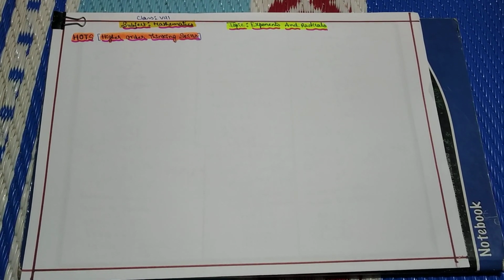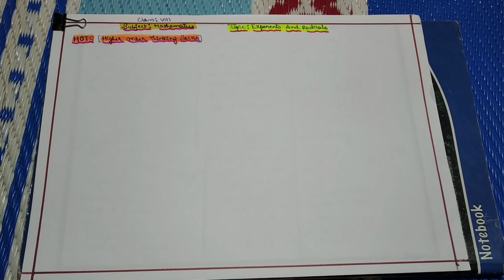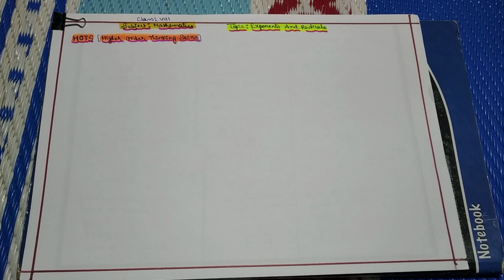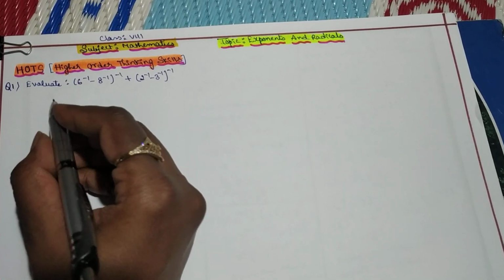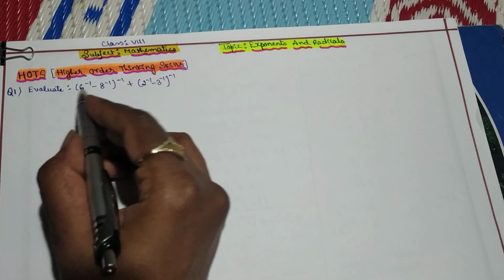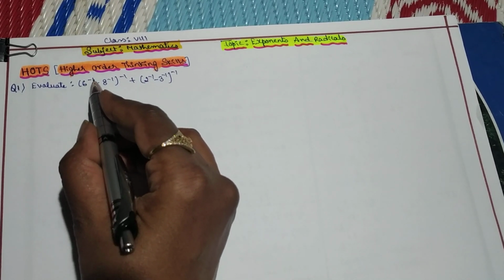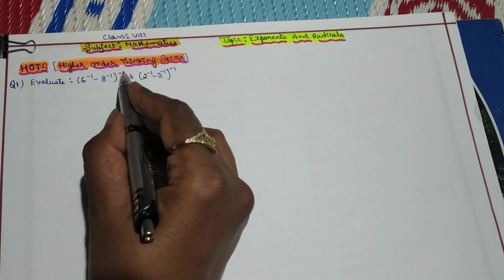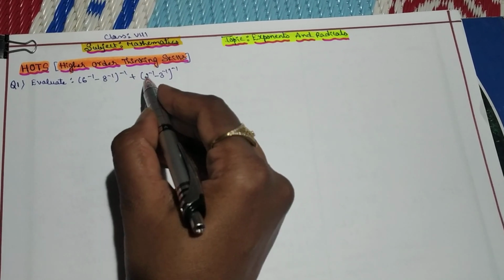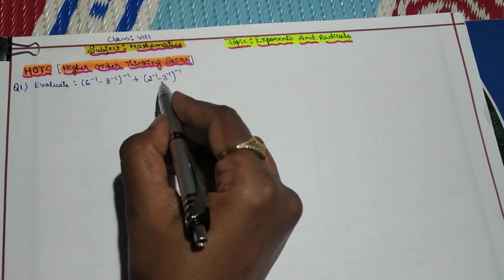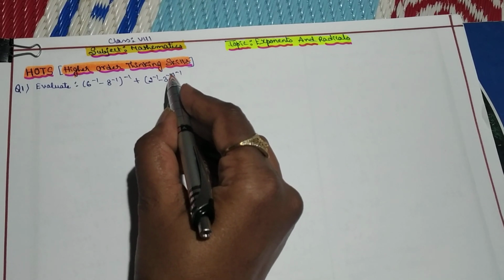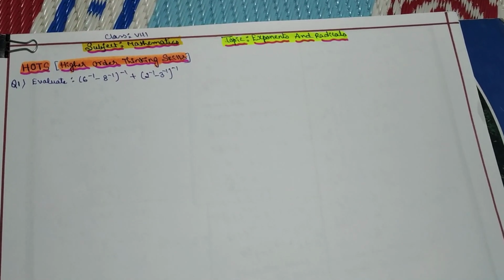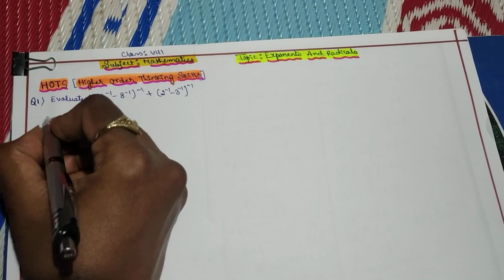Hello students, today let us solve HOTS questions, that is higher order thinking skills questions from the chapter exponents and radicals. The first question: evaluate (6 to the power of minus 1 minus 8 to the power of minus 1) whole to the power of minus 1 plus (2 to the power of minus 1 minus 3 to the power of minus 1) whole to the power of minus 1. So, solution.